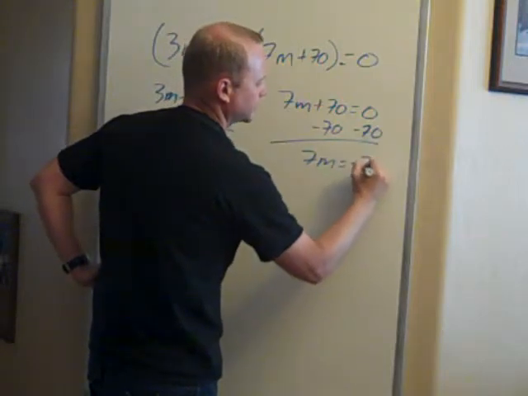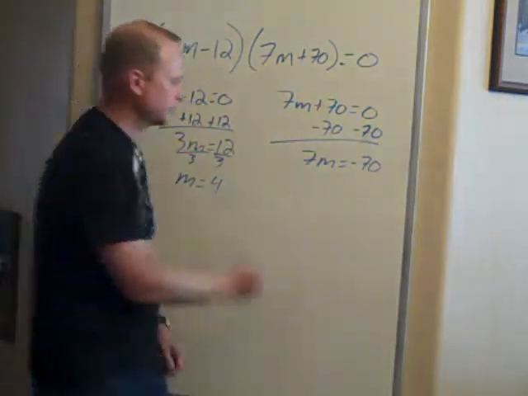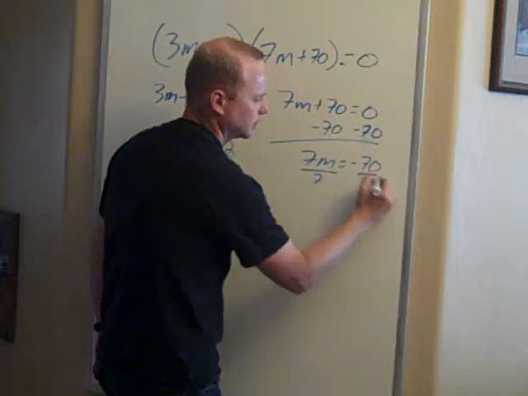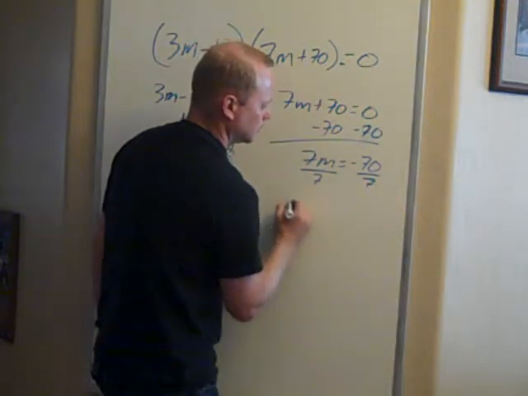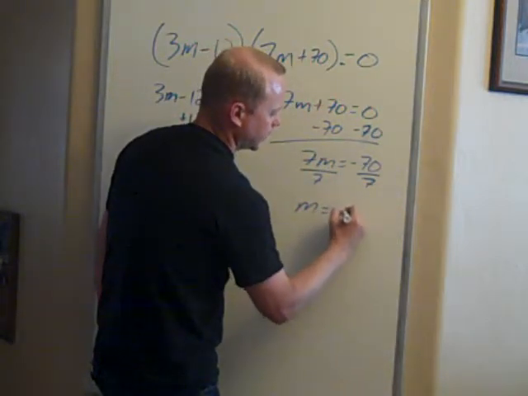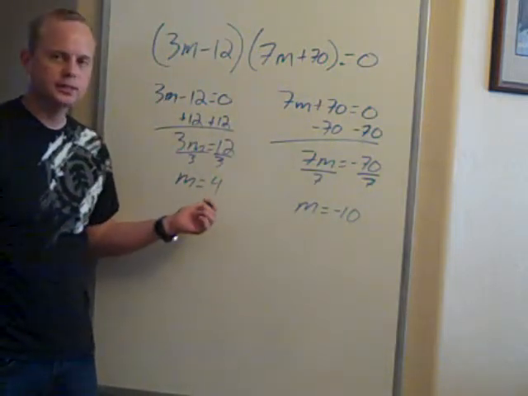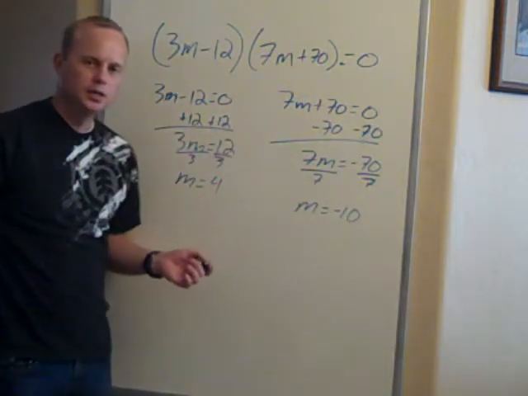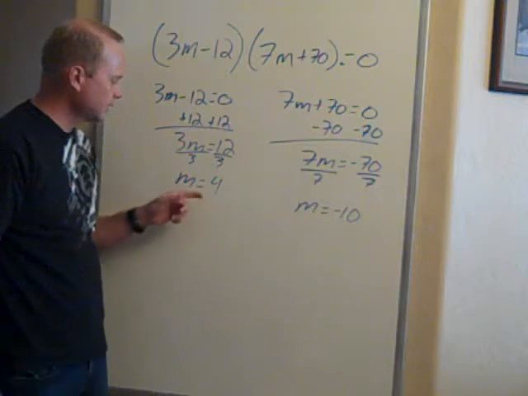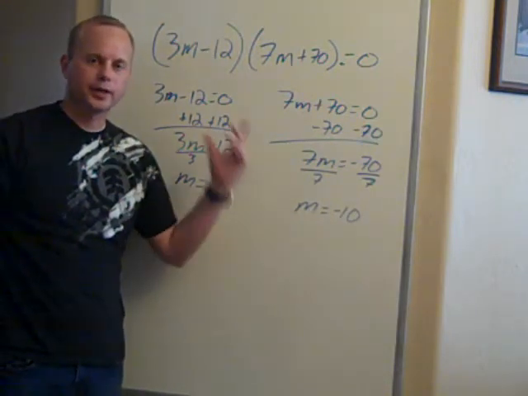7m equals negative 70. Okay, my last step is I have to divide both sides by 7. M equals negative 10. So same process, this one's just a little bit more complicated because the actual equation involves a couple steps, but m equals 4 and m equals negative 10 would be your answer for that one.